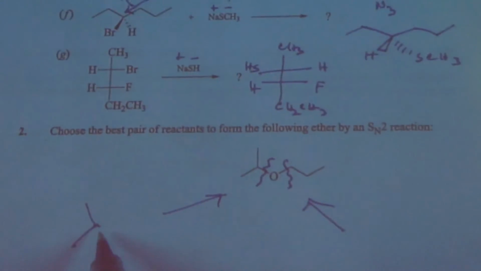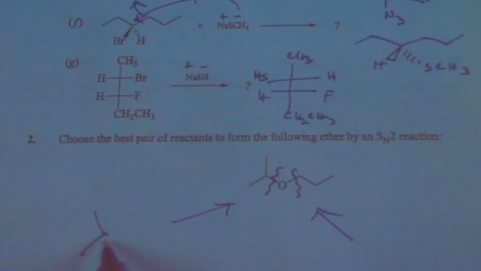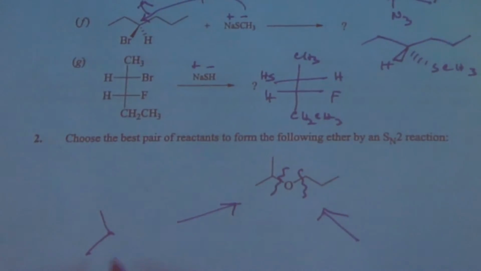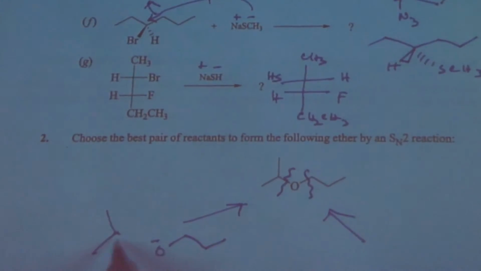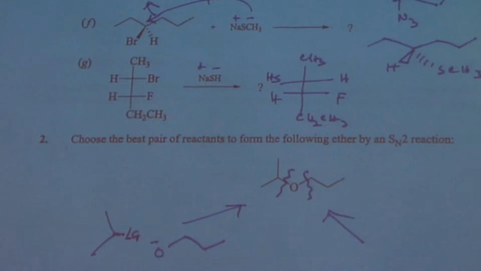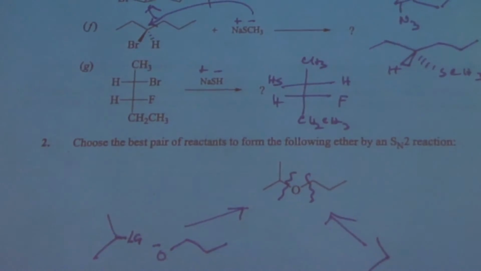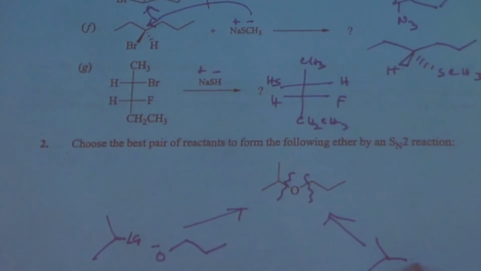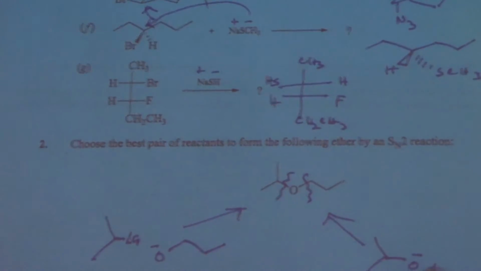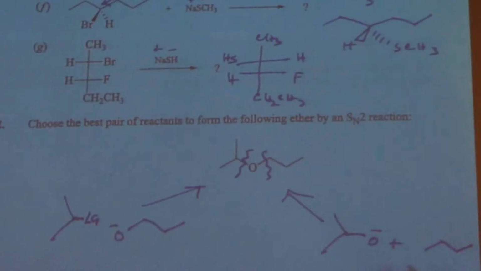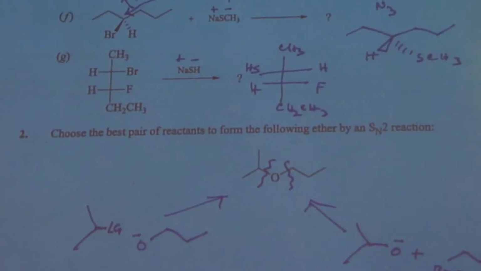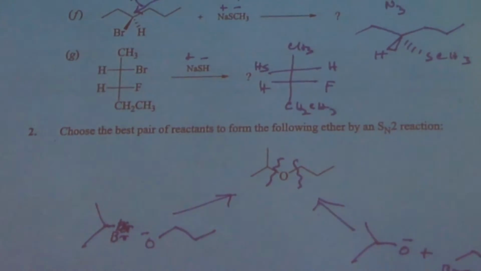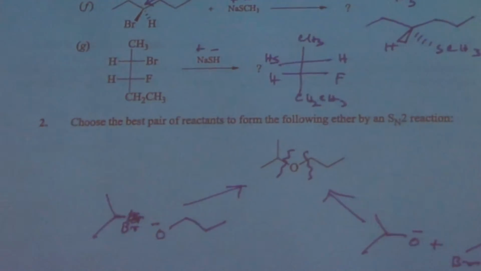So this one can react with the O minus, and you have the leaving group here. And the other one will have a leaving group, let's call it Br. It could be anything. Okay, so you have two different options.